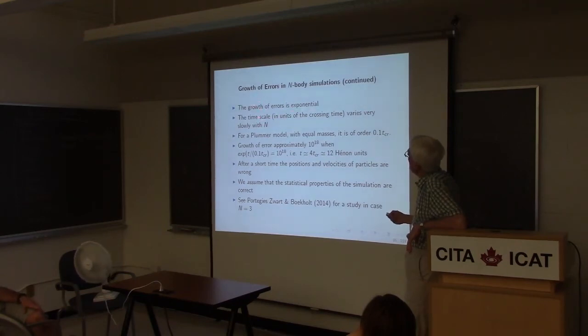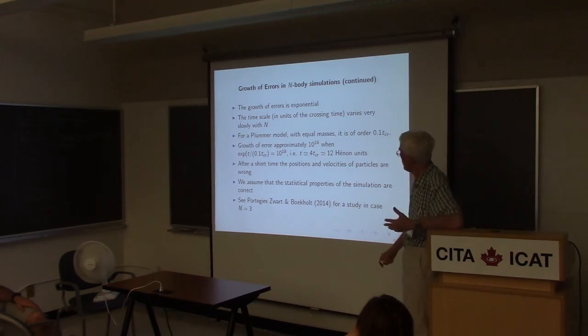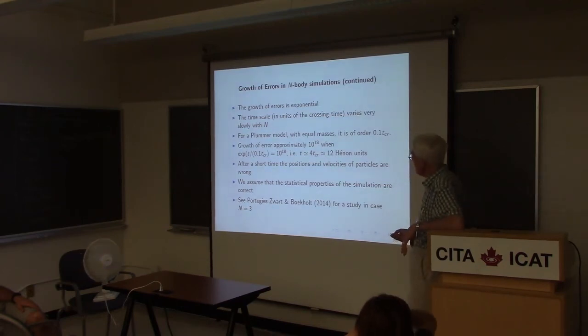Exactly. Okay, so the time scale of this growth of exponential errors is actually a fraction, about a tenth of our crossing time. So since one does simulations which last for hundreds or tens of thousands of crossing times, you're clearly beaten in terms of the accuracy of the positions and velocities of the particles very, very quickly. It's an article of faith. We assume that the statistical properties of the simulation are correct, things like the evolution of the half-mass radius, the time of core collapse, and so on.